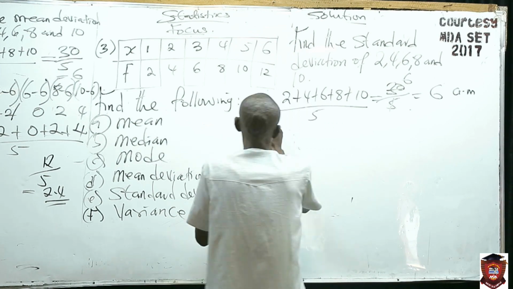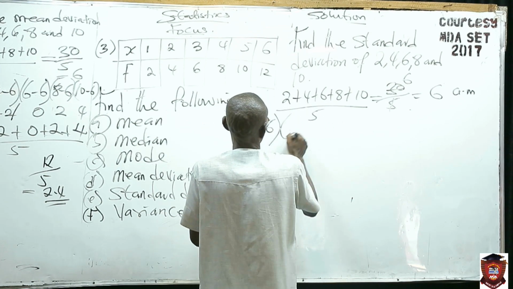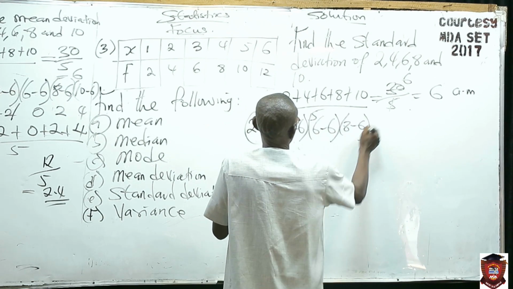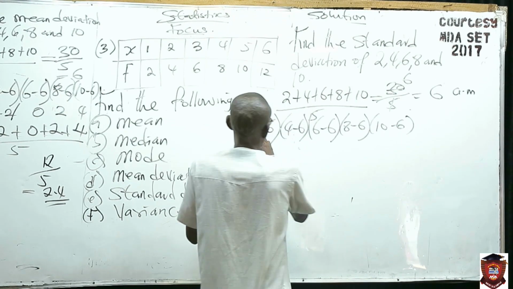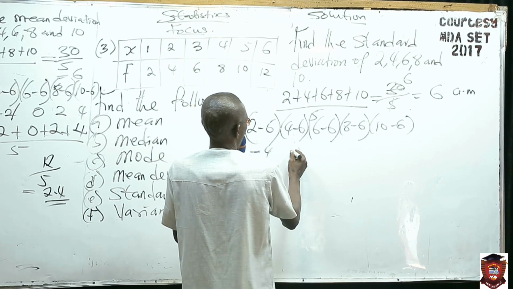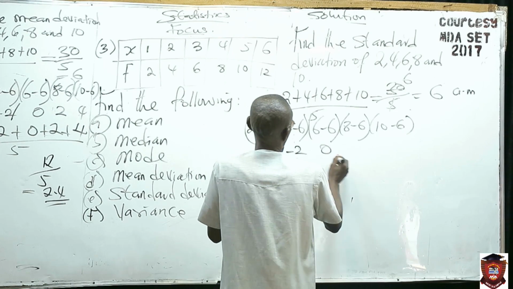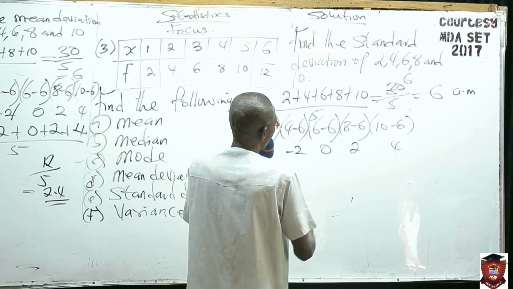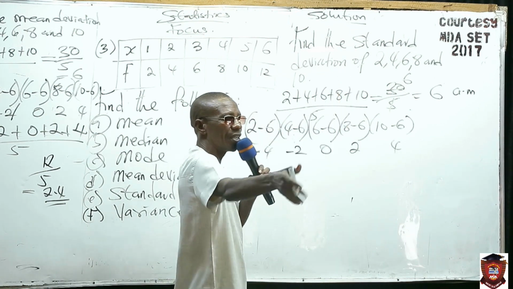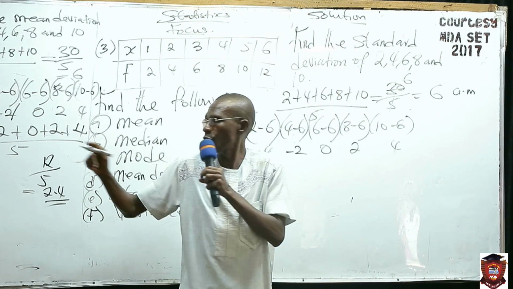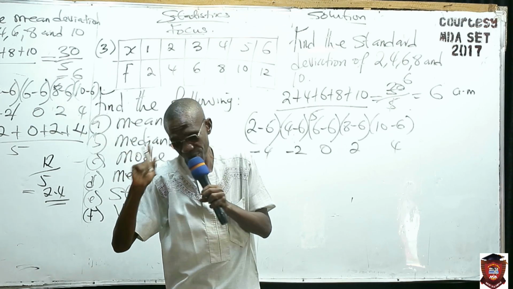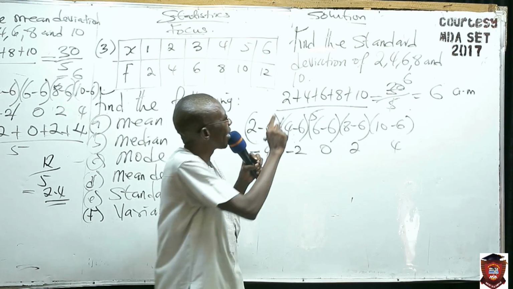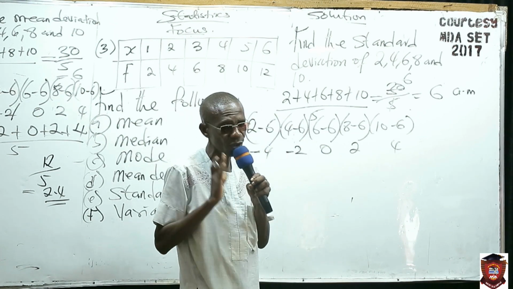Now, subtracting the variables, we have 2 minus 6, the next one, 4 minus 6, and so on for each. Are you following? Now, because we are solving standard deviation, you have to square. But we don't square in mean deviation. Anytime you are asked to find mean deviation, don't square. But if you are asked to find standard deviation, make sure you square.